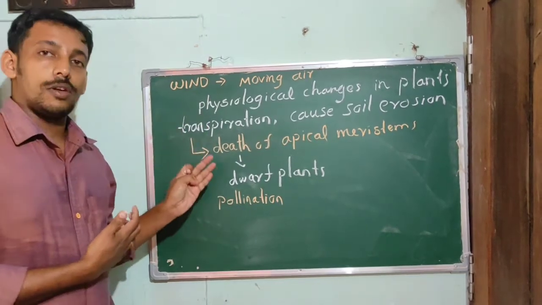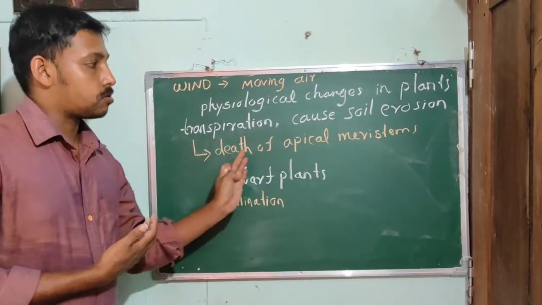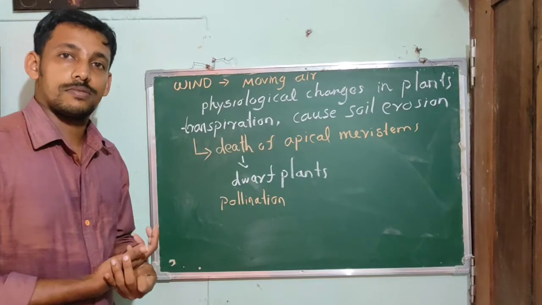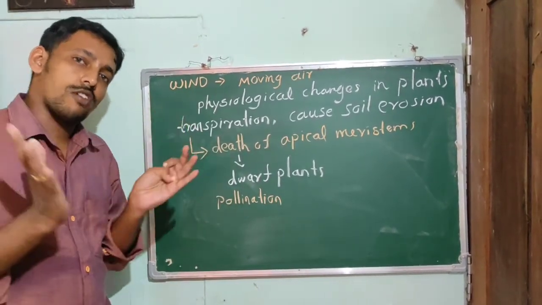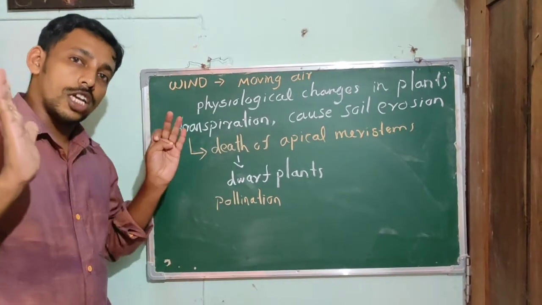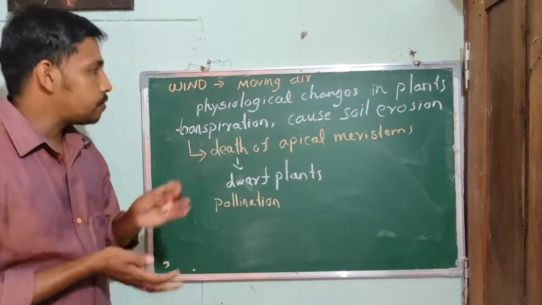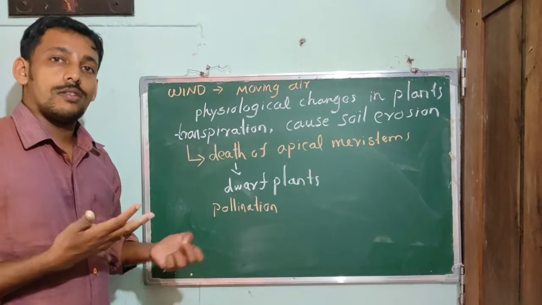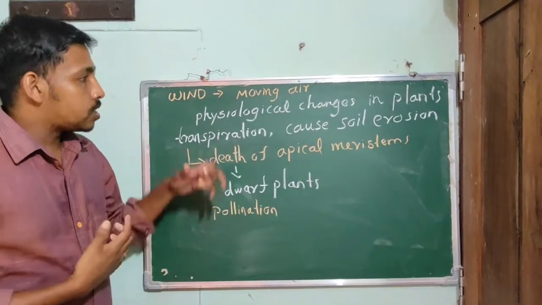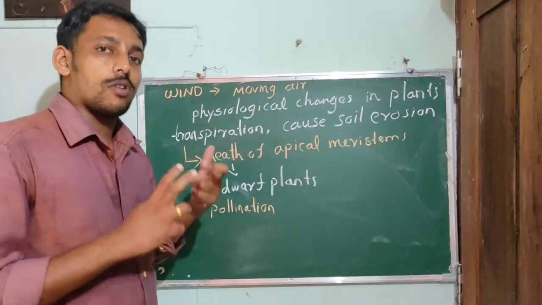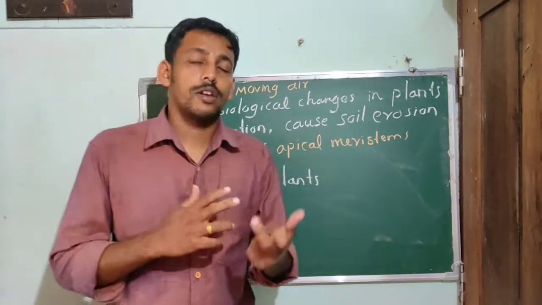Excessive transpiration may lead to the death of apical meristems. And that may lead to the production of what? Dwarf plants. That may result in dwarf plants. And wind is also helpful in the process of what? The pollination. So these are all the non-living components of the ecosystem.